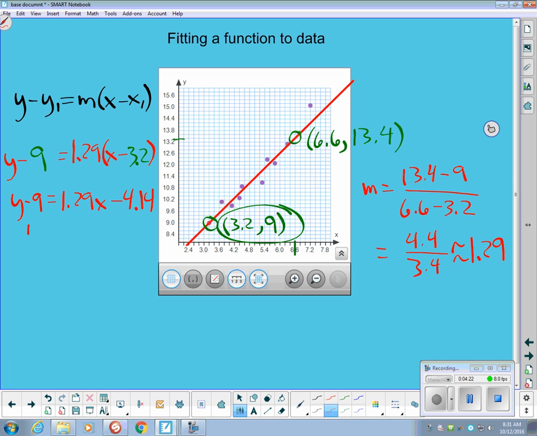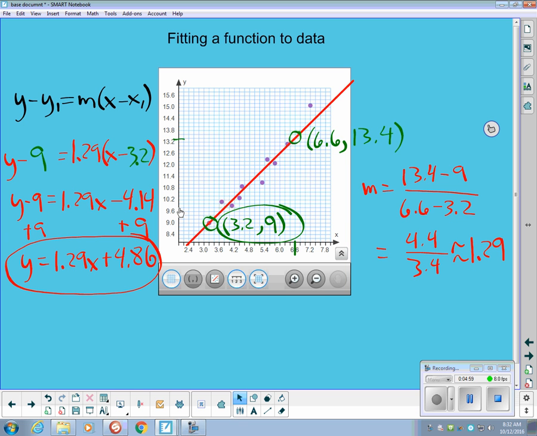And then if I add 9 to both sides, I'll get y is 1.29x plus 4.86, and this then would be my trend line.